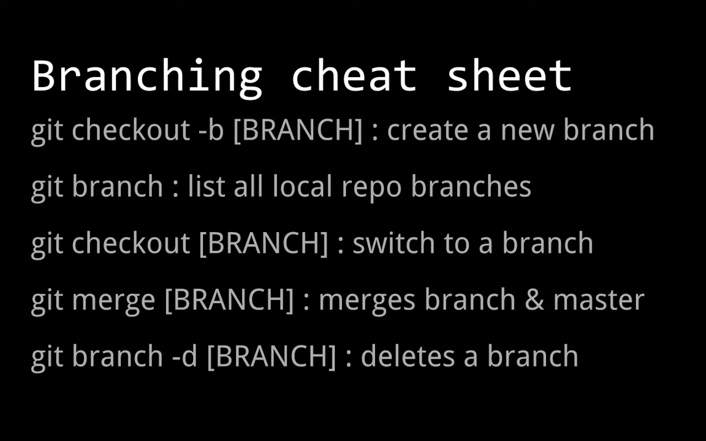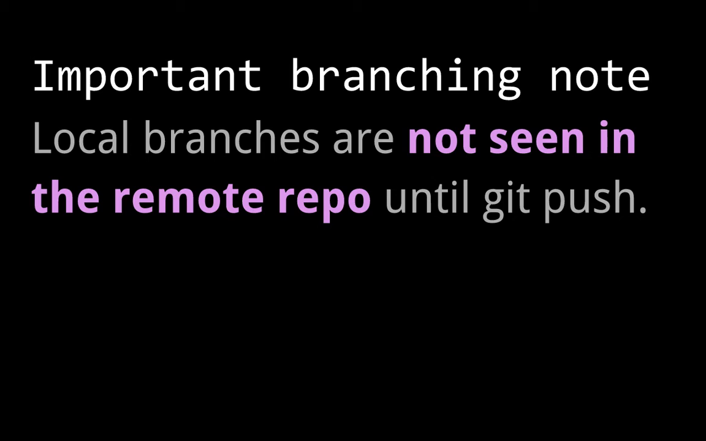And it was great. But how do we make sure that the local and remote branches stay in sync? I bring to you this important branching public service announcement. Local branches are not seen in the remote repo until git push. So this means that branches only exist in the local repo until git push stores them in the remote repo as well. I mentioned that branches should be kept in sync between local and remote. Git push is something that allows you to do that.